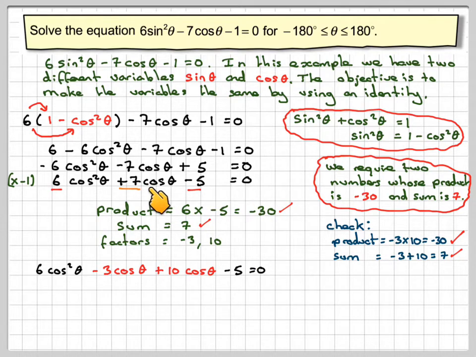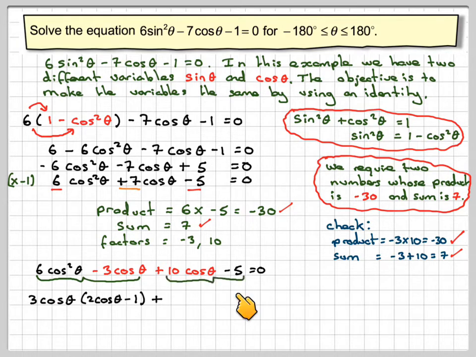So what we've done, we've taken that middle term and split it up into two terms. And then we factorise by grouping the first two terms together. What's the highest common factor? You have to take out the highest common factor. That's going to be 3 cos theta. And you're going to be left with 2 cos theta minus 1. Remember, 3 times 2 makes 6. Bring down the plus sign and then group the next two together. So the highest common factor here is going to be 5. And again, we're going to get 2 cos theta minus 1.